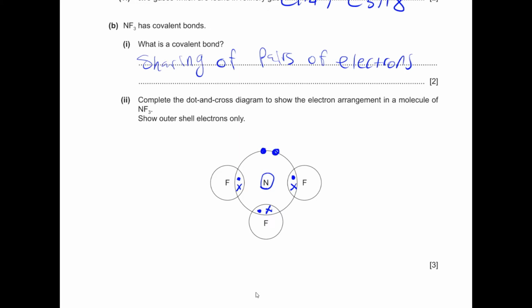Now if we count the electrons for fluorine, in each fluorine atom, we have 1, 2, and we have to add 6 more electrons. So 1, 2, 3, 4, 5, 6, for each of the three fluorine atoms.